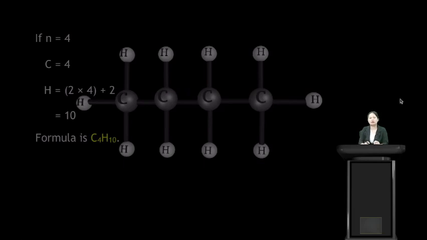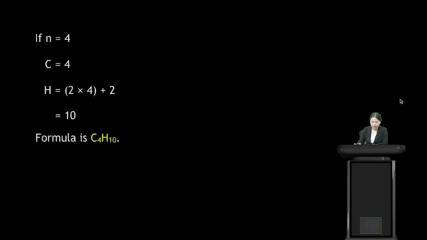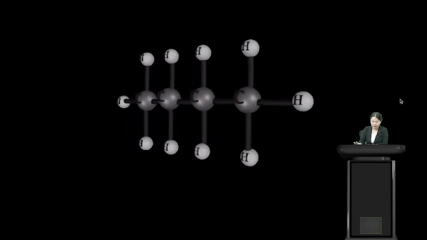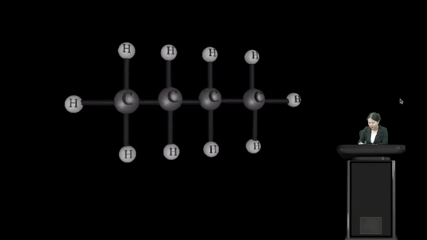So similarly, you can calculate for different values of n. It may be 3, 5, 6, 7, 8. You can bring out the formula of the alkane for different values of n. So here we have butane. This is butane.